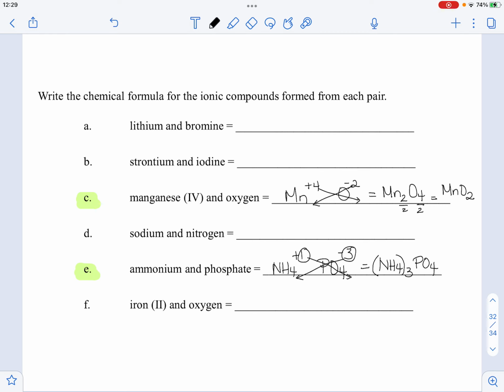Make sure that you practice how to go from a pair of elements to write the chemical formula for a particular compound.